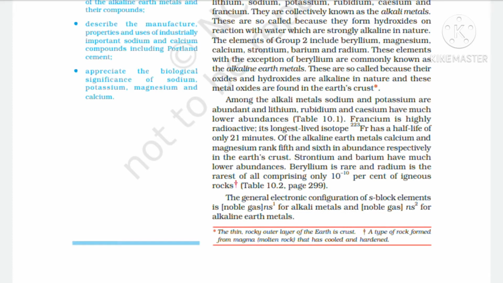The general electronic configuration of s-block elements is noble gas ns1 for alkali metals and noble gas ns2 for alkaline earth metals. Igneous rocks are a type of rocks formed from magma, molten rock that has cooled and hardened.